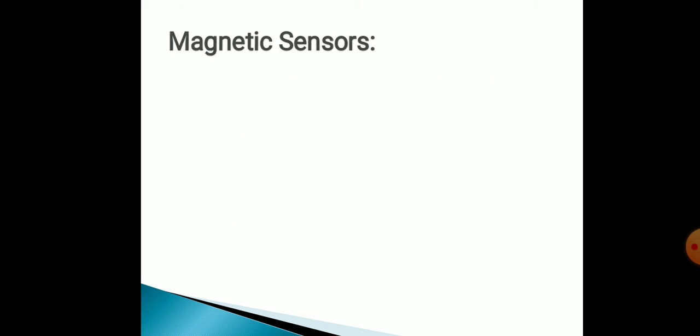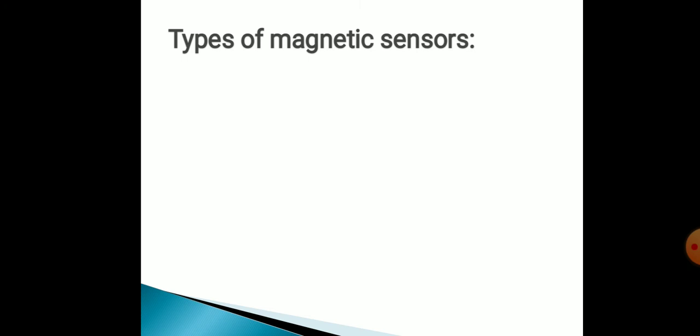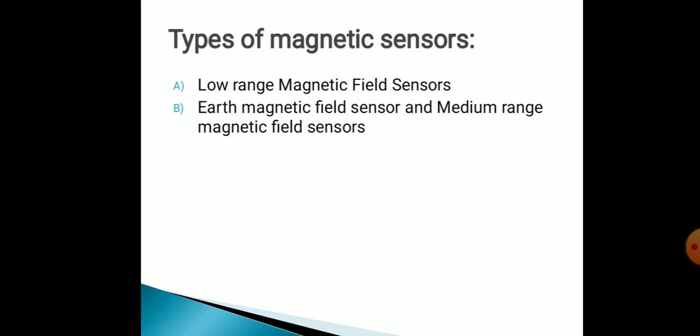Magnetic sensors. A magnetic sensor is a transducer which converts a magnetic field into an electrical signal. The unit of magnetic flux density is Tesla. Another unit is Gauss, and 1 Gauss equals 10 raised to minus 4 Tesla. Types of magnetic sensors: low range magnetic field sensors, earth magnetic field sensors or medium range magnetic field sensors, and bias magnetic field sensors.